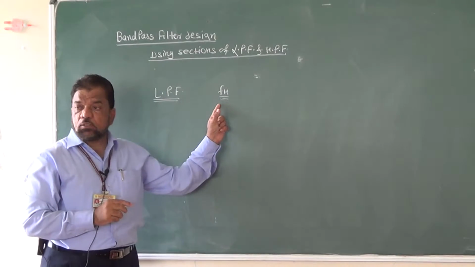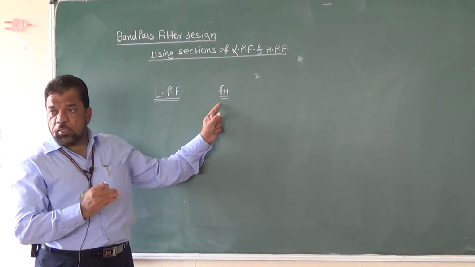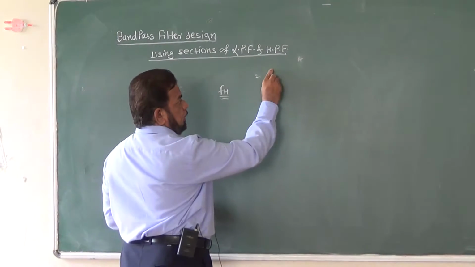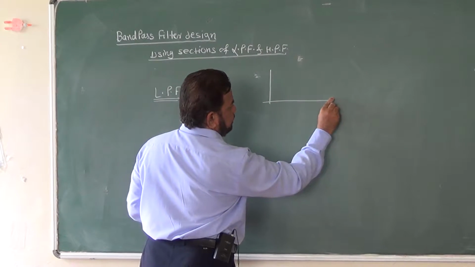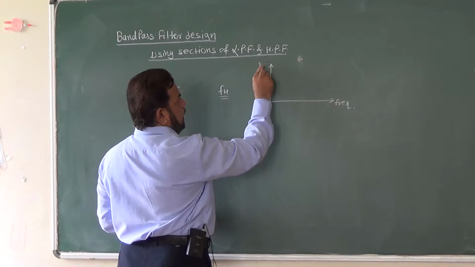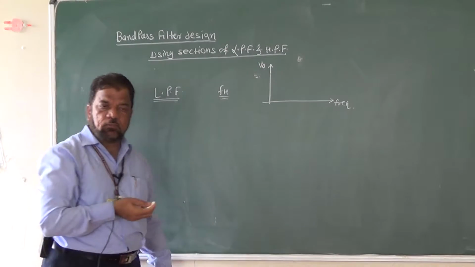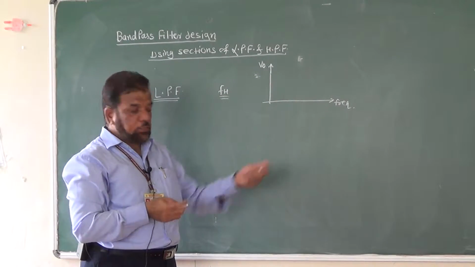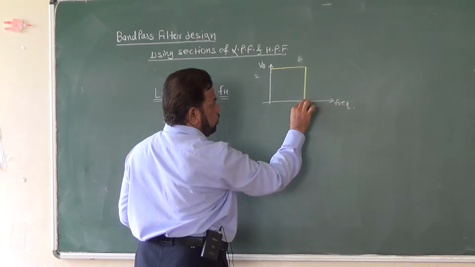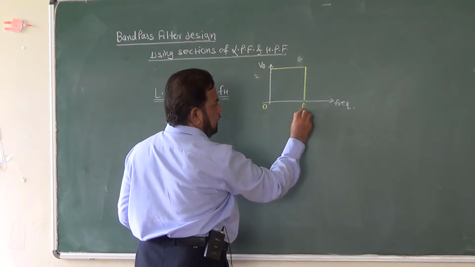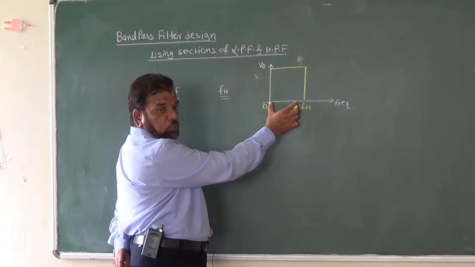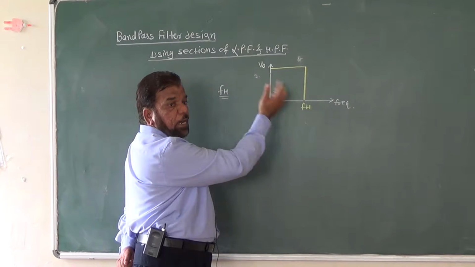If I use the notation fH as the higher cutoff frequency of low pass filter, its simple meaning is if I plot the frequency response of low pass filter, which is the graph of gain versus frequency or output voltage versus frequency, the nature of this graph is like this one, ideal graph. So here is the zero frequency, 0 hertz, and here is fH. Okay, so that means this range is transmitted by the circuit.